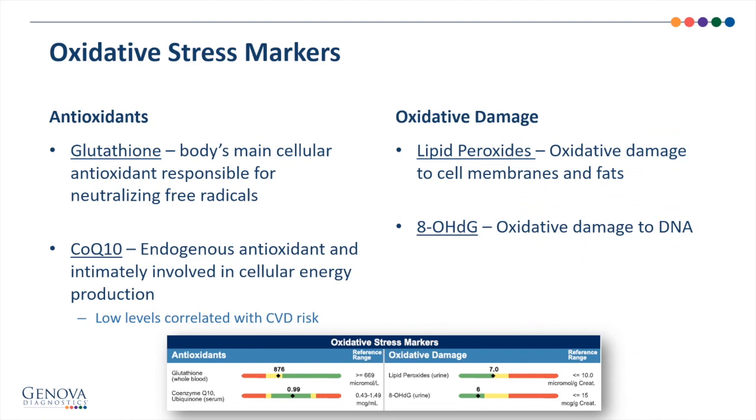Following that section, we have 4 different biomarkers for oxidative stress, including antioxidants such as glutathione, which is our body's main and most powerful antioxidant for neutralizing free radicals. We have CoQ10, which is an endogenous antioxidant involved in cellular energy production. Then oxidative damage markers like lipid peroxides, which is oxidative damage to cell membranes and fats, and then 8-OHdG or 8-hydroxydeoxyguanosine, which is oxidative damage to DNA, certainly something we do not want to see evidence of.